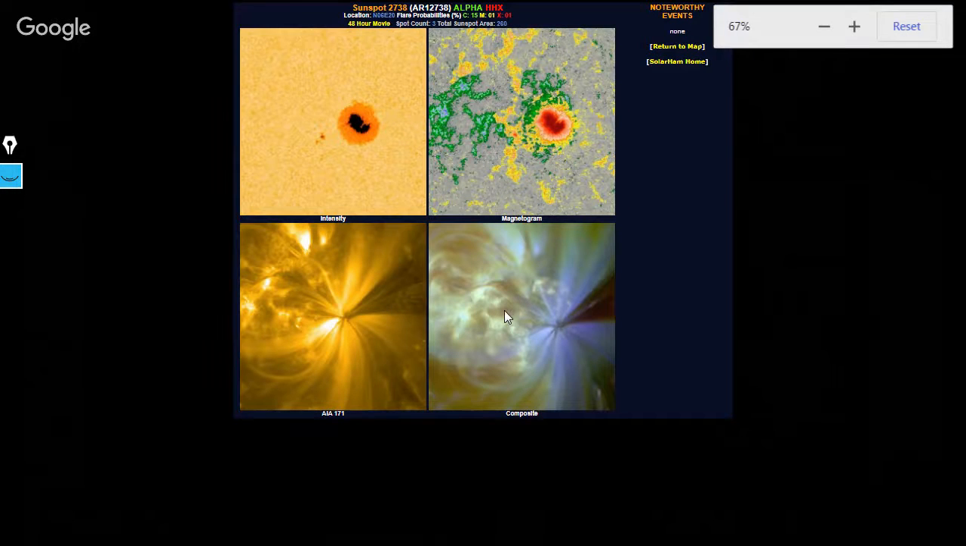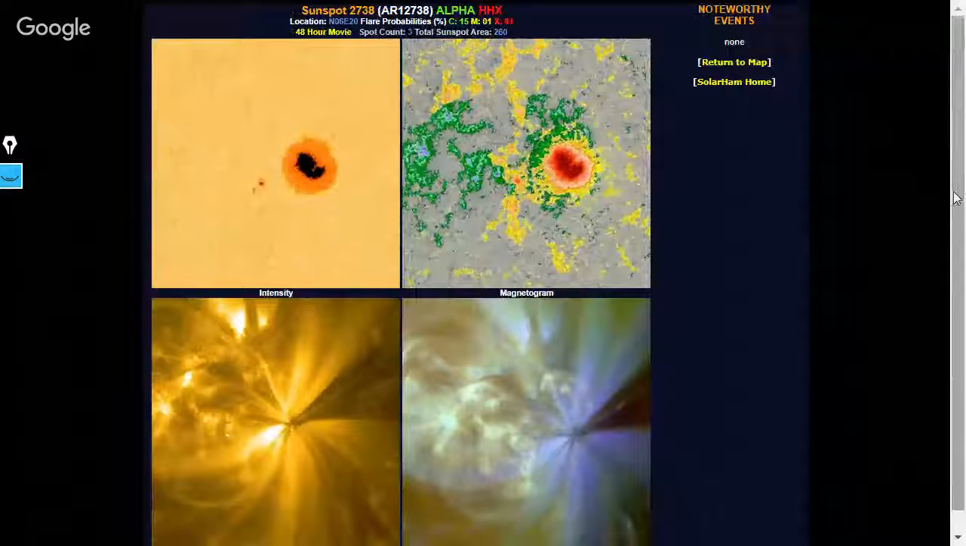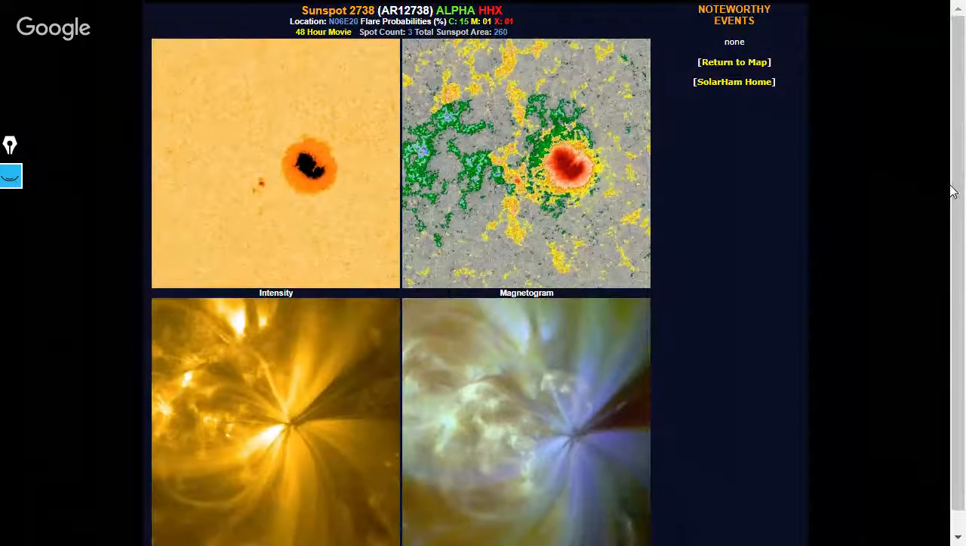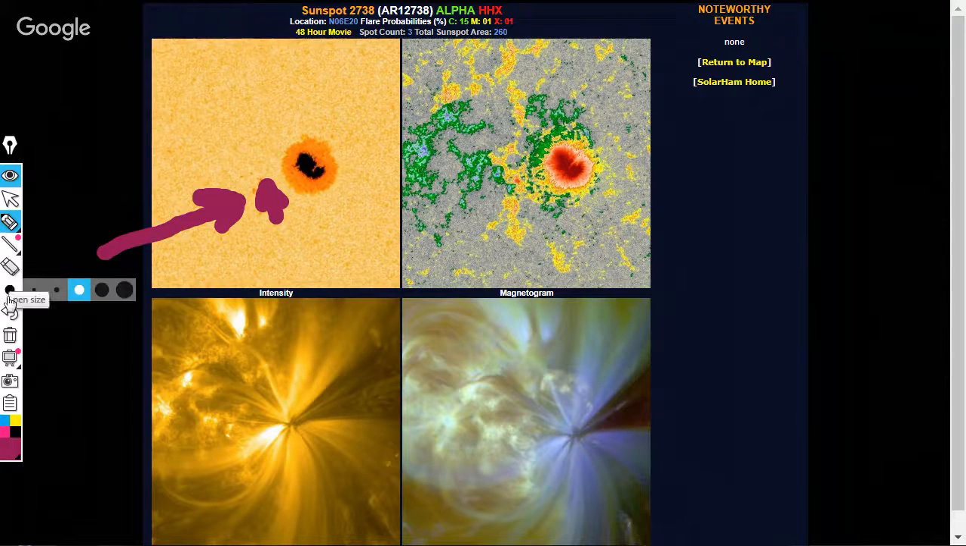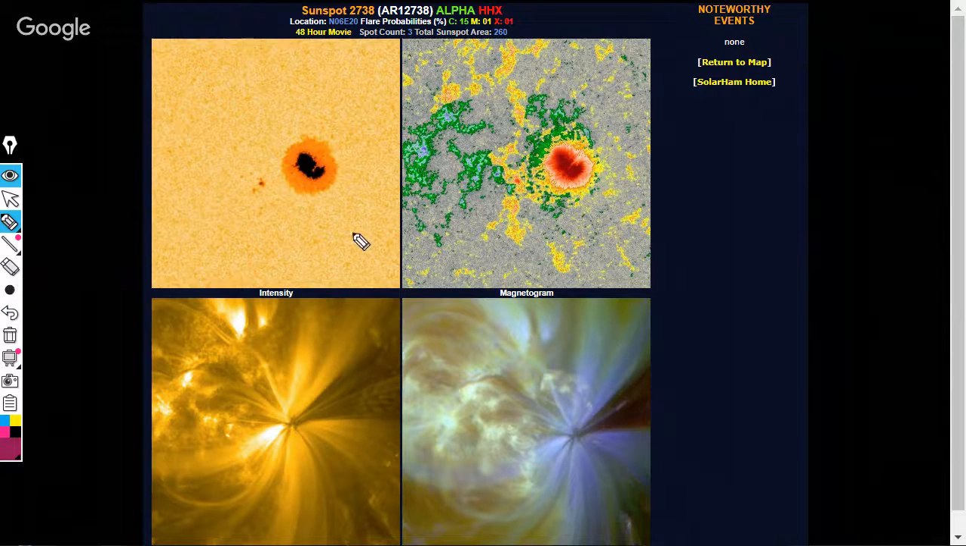Here's SolarHam's analysis of the sunspot region 2738. And as I stated, we do see some umbral cores forming here, possibly. I think that is an umbral core. So depending on its polarity, which it is going to be south pole polarity, if that's the only umbra that forms, that's not going to be upgraded to a beta class sunspot. We need some opposite polarity sunspots to form in order for this to upgrade to a beta class sunspot.